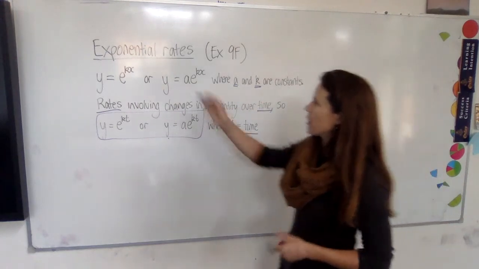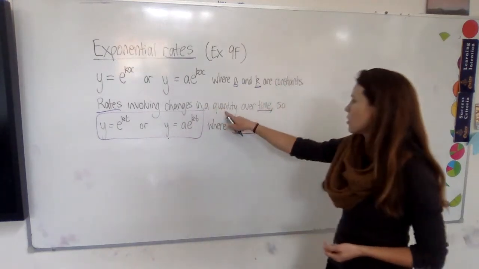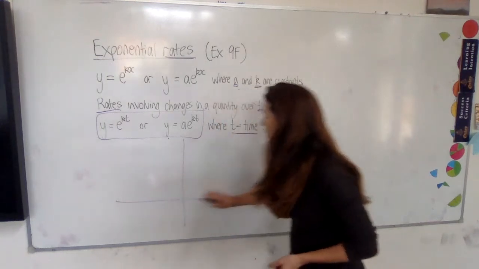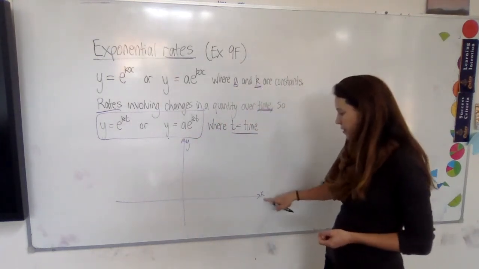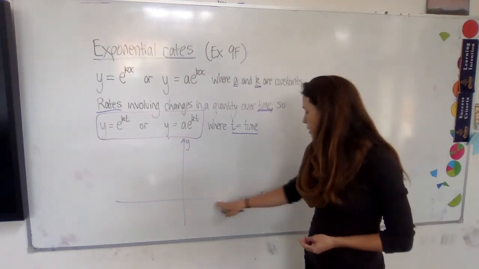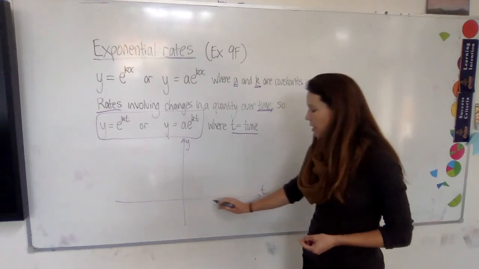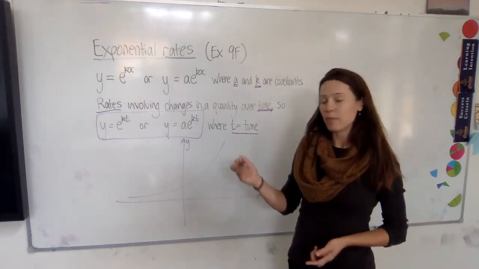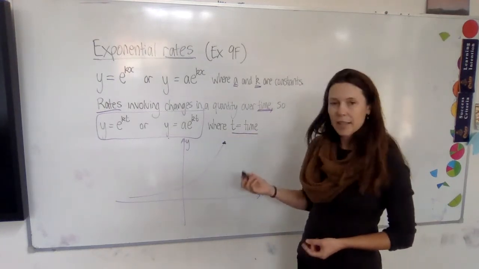Now, if we're talking about rates, rates are generally involving changes in a quantity over time. So instead of measuring some quantity with our y-axis and our x-axis, generally we measure this using t for time, and as time goes along, we're recording some kind of change in quantity that might be of an exponential nature. So there's a couple of things that happen with that.